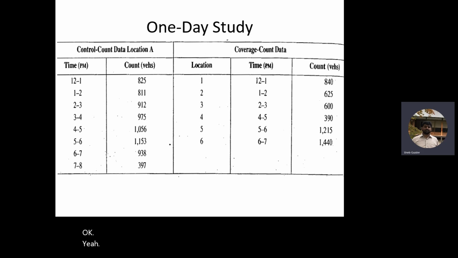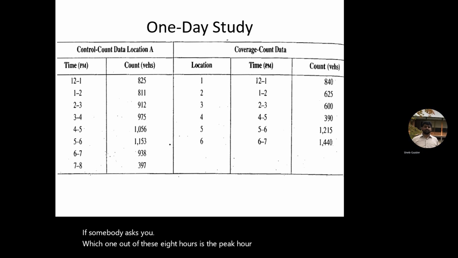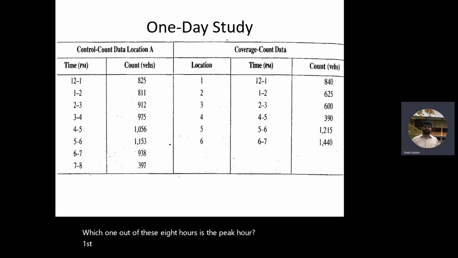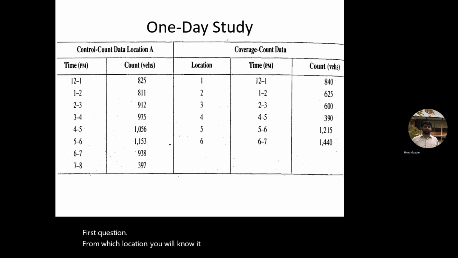Okay. If somebody asks you, which one out of these 8 hours is the peak hour? First question, from which location will you know it? Which location will tell you the peak hour?